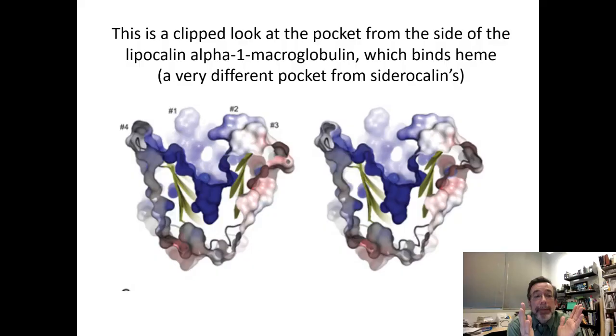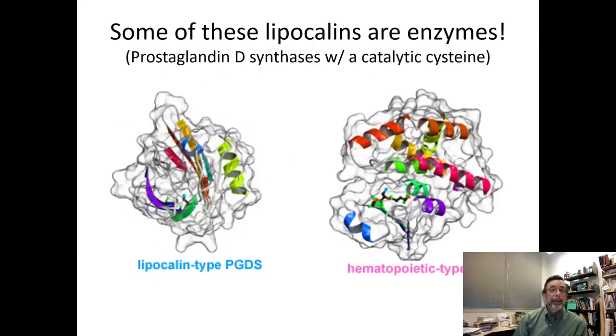Maybe somebody will have something that binds something that's much narrower than siderocalin. These could be mutated to bind something different. So you want to look at all these things. You want to see the size and shape and charge of the cup. And in fact, some of these lipocalins can even mutate so they get a catalytic residue that makes it an enzyme. We'll talk about this more maybe when we get into enzymes. For right now, just say we know the mutation that turns it into an enzyme.